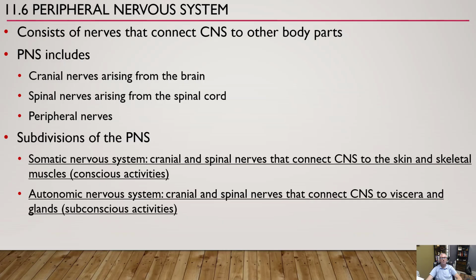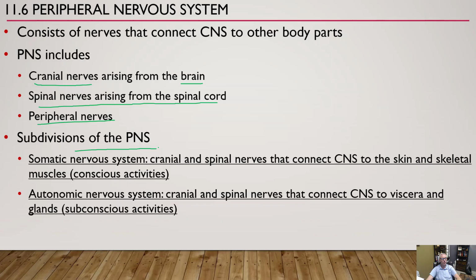All right, central nervous system. We have the peripheral nervous system that connects the central nervous system to everything else. Cranial nerves arise from the brain, so they are not part of the brain. Spinal nerves arise from the spinal cord. They are not part of the spinal cord. And your peripheral nerves are all part of your peripheral nervous system.